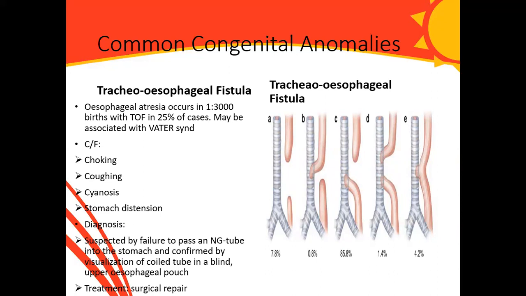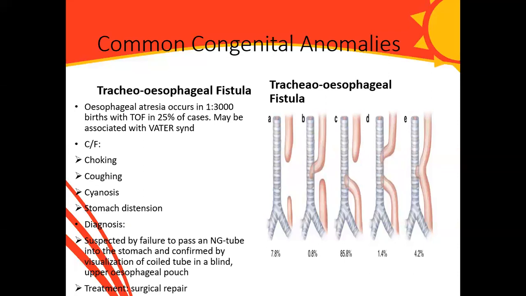So it's usually suspected initially when you have difficulty or are unable to pass an NG tube into the stomach. All right, you want to pass an NG tube and it's not going through to the stomach, and you can also confirm it when you see your NG tube coiling in a blind upper esophageal pouch.